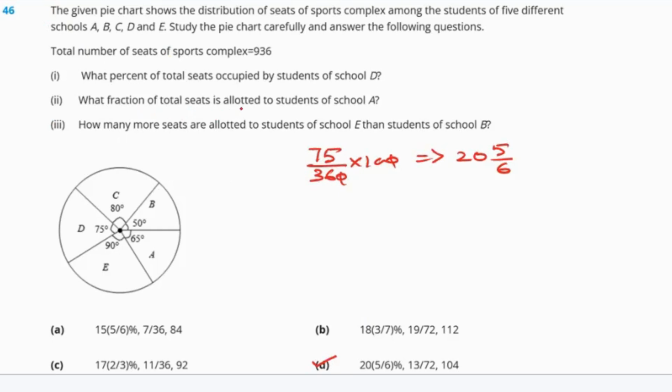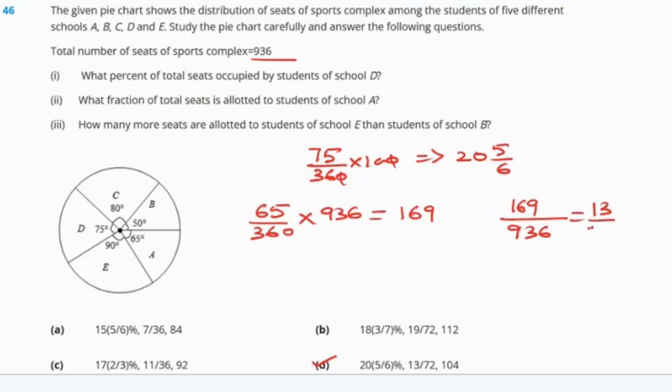What fraction of the total seats is allotted to the students of school A? School A is 65 degrees. So how can we count that? 65 degrees by 360 times the total number of seats, which is 936. When we solve it, 65 times 936 divided by 360, we get 169. But the question is asking about the fraction. So this is 169 by the total seats, 936. When we solve it, we get 13 by 72.